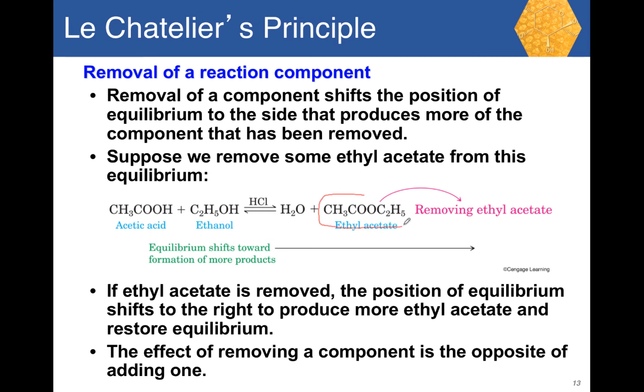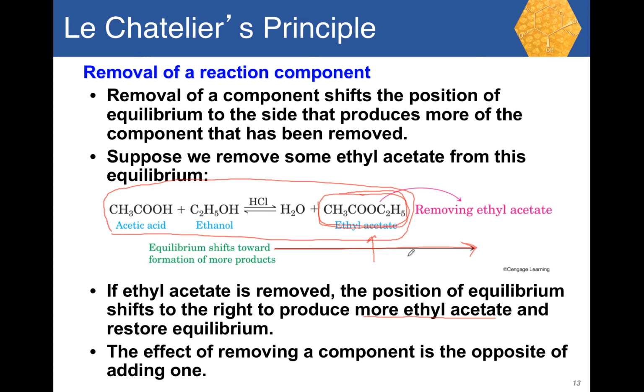If you should remove a product, so here again we have the same reaction and it is at equilibrium. If you should go into this reaction after it has established equilibrium and literally take out some of the product, what happens? The equilibrium shifts to the right to produce more. So the equilibrium will shift to the right to produce more ethyl acetate, to restore that equilibrium.